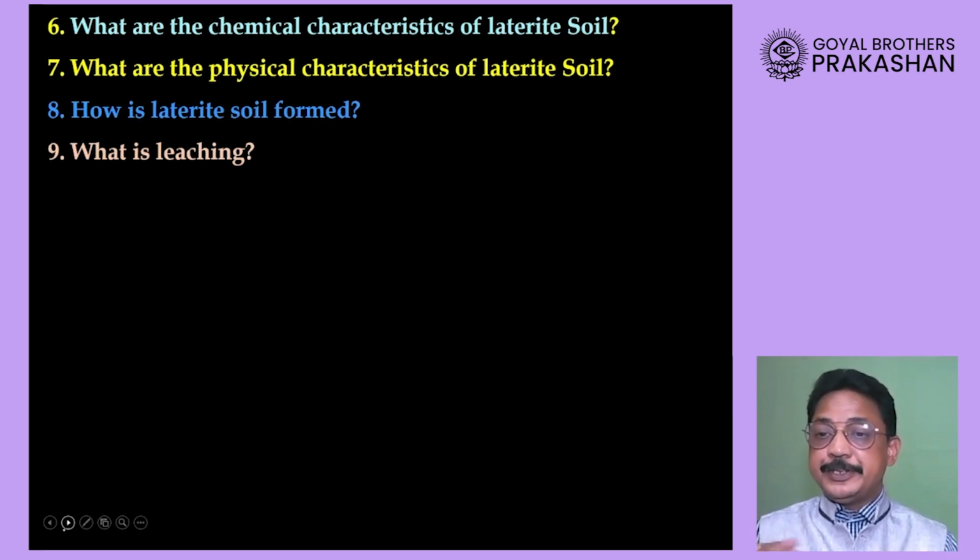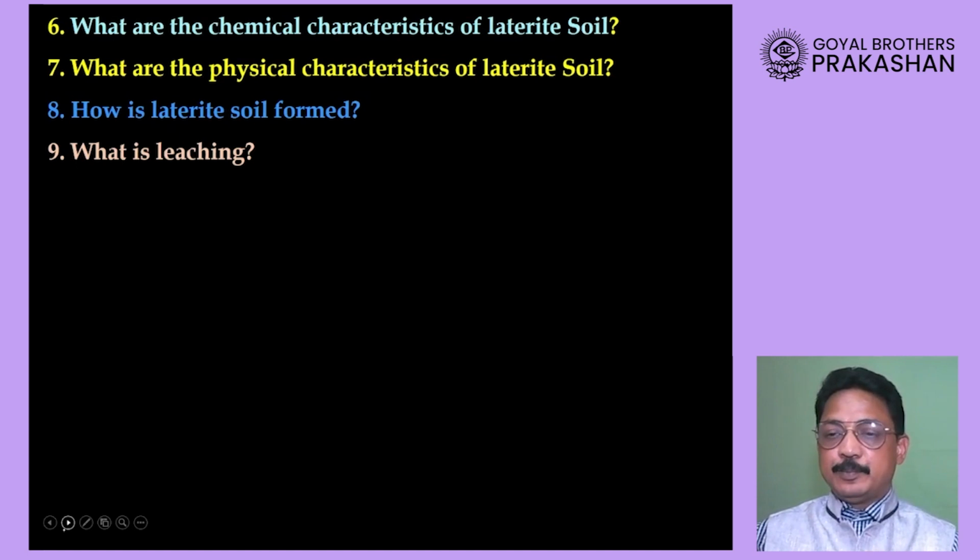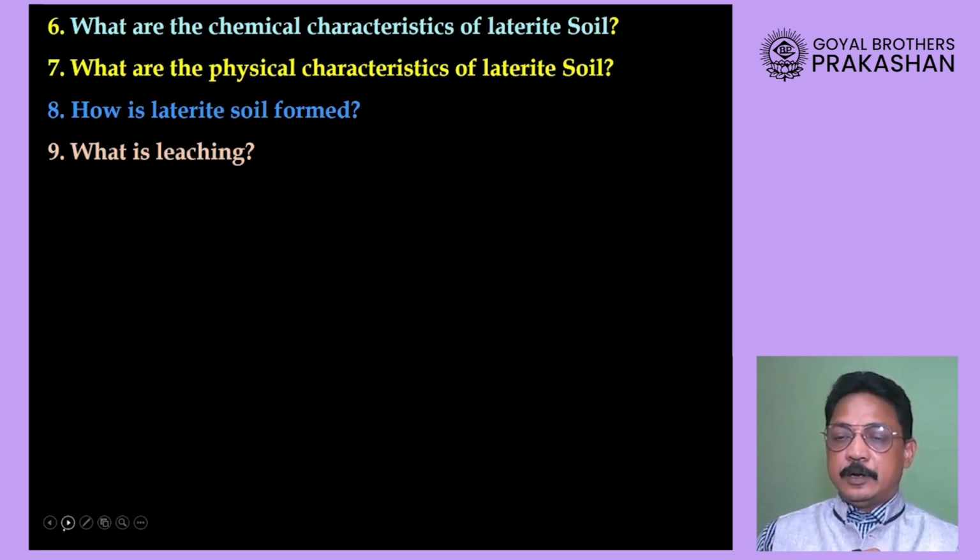What is leaching? Leaching is a process of removal of lime and silica from the laterite soil. So these nutrients get carried away by water in a region of heavy rainfall.